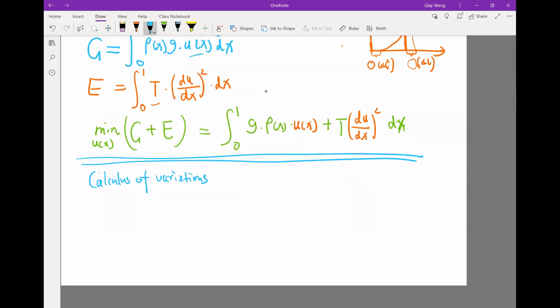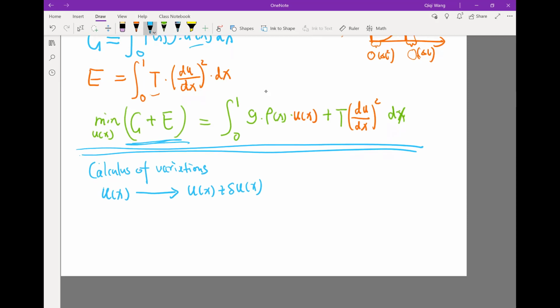It's essentially the same as taking derivatives, but taking derivatives of an infinite dimensional function. So it is asking if my u of x is perturbed a little bit into u of x plus an infinitesimal delta u of x, right? Delta u of x is a function of x. It's an arbitrary function of x, but it's infinite dimensional because delta u of x can be any value anywhere as long as it is infinitesimal. Okay. How much does that change the objective function, g plus e?